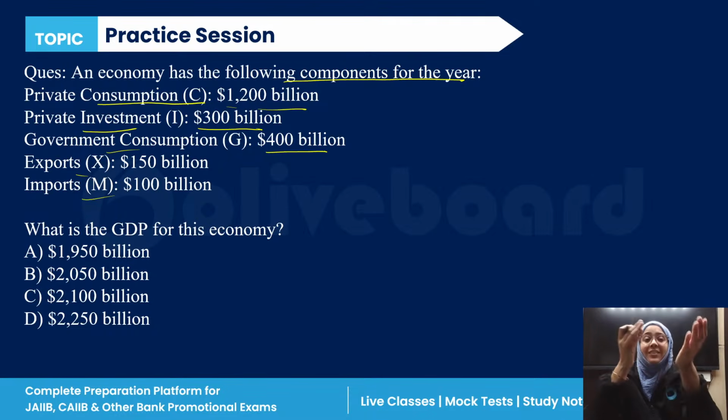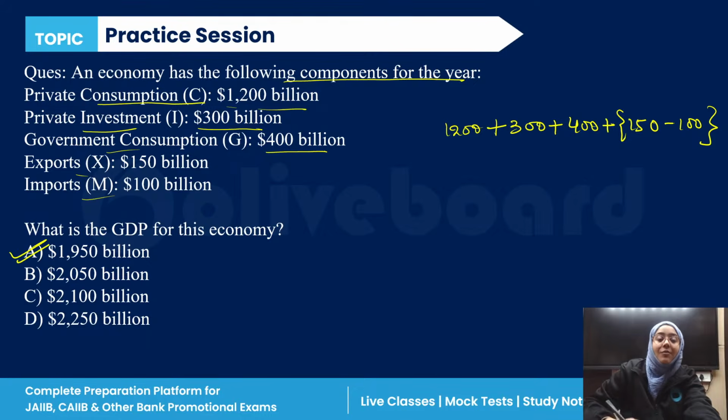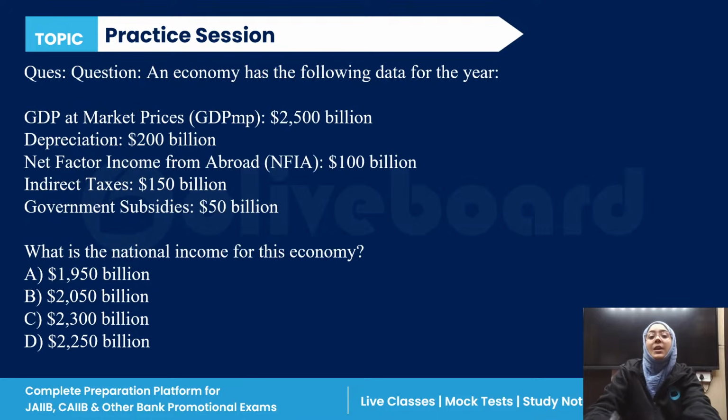Yes. Let's see, very simple. It is 1200 plus 300 plus 400 plus X minus M. So yes, it is $1950 billion. So that is the correct answer. Clear? Next question.